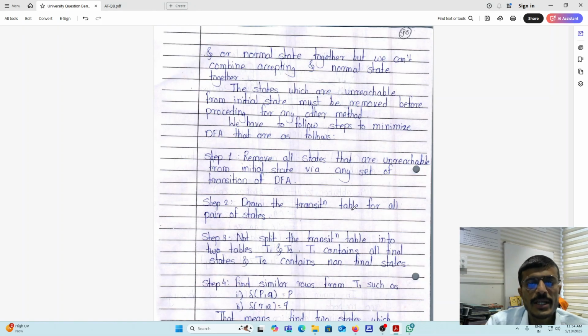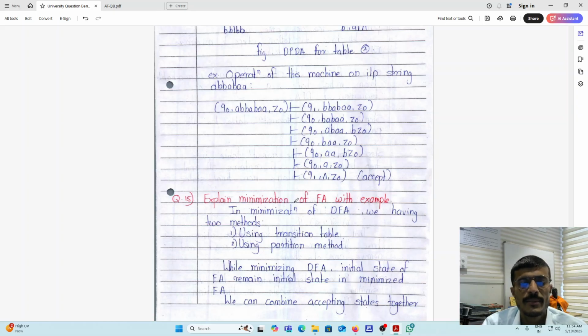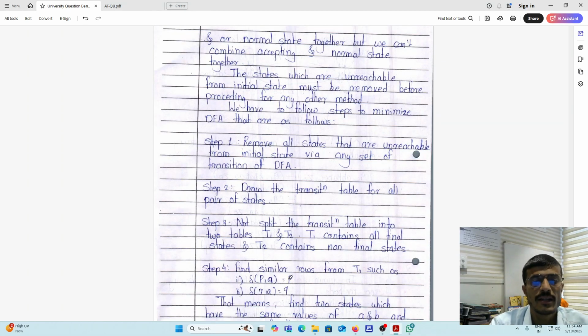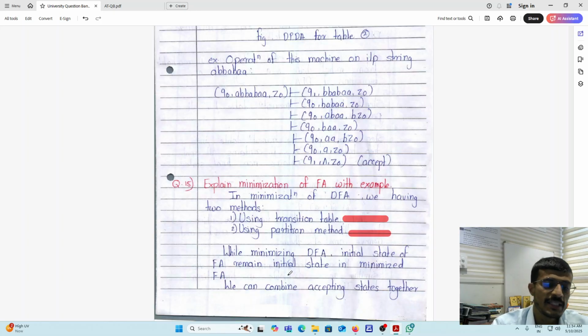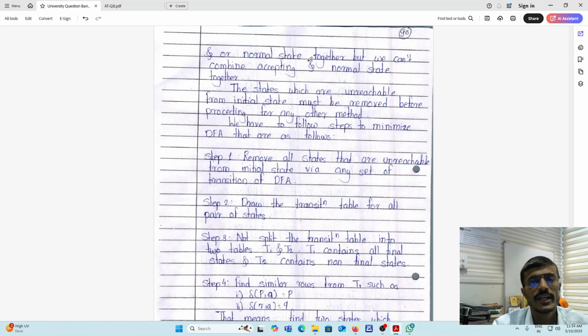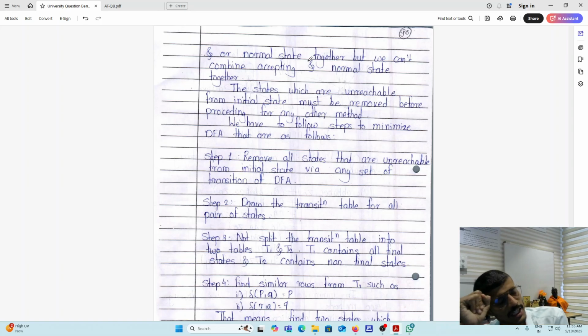Then minimization of finite state automata, that is very important. For minimization of DFA we have two methods: first the transition table method and second the partition method. While minimizing a DFA, the initial state of the FA remains the initial state. We can combine accepting states together, or normal states together, but we cannot combine an accepting state with a normal state. That is the very first important point: accepting states can be combined together and normal states can be combined together, but not accepting states, normal states and the initial state with the other kinds of states.